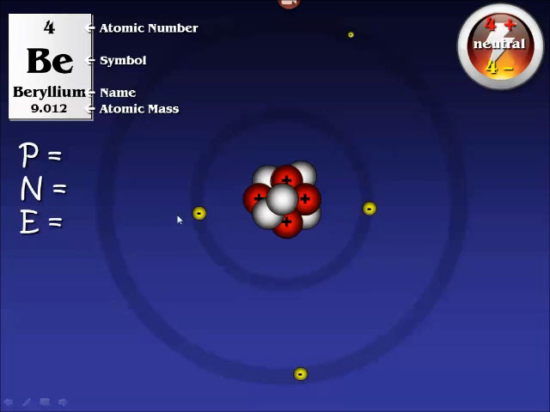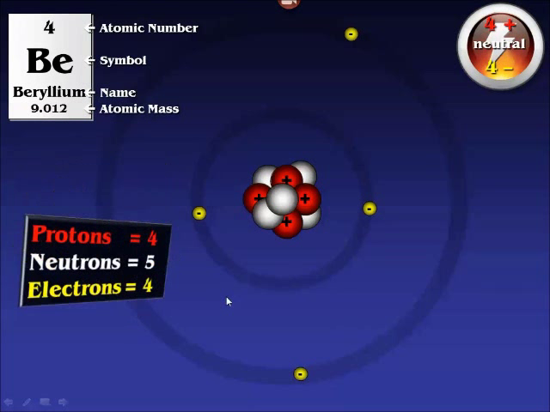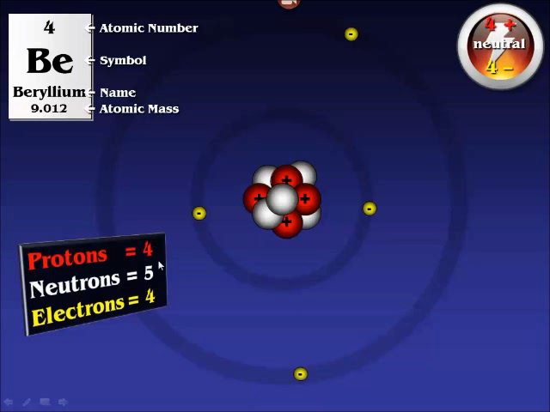So 2 in the first shell and 2 in the next shell. And there you have it. There is beryllium. 4, 5, and 4. Not always the same number here, so be careful. You've got to do a little bit of math to find the number of neutrons. Sometimes it's the same, sometimes it's not.